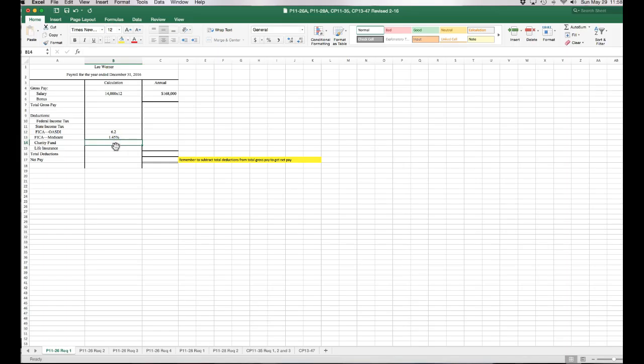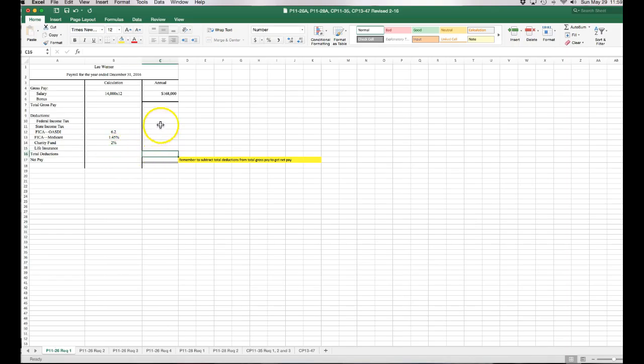Then the charity fund are the rates that are given to you. I believe the charity fund is 2% of the annual salary and of the gross pay. And the life insurance is a monthly amount that you have to calculate to get an annual basis. You're going to total up all of your deductions and list them here.